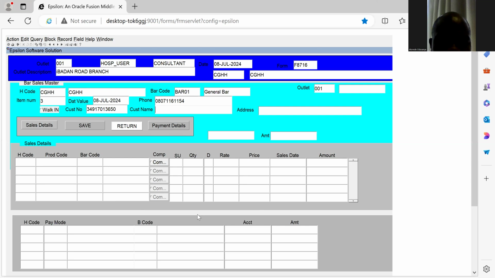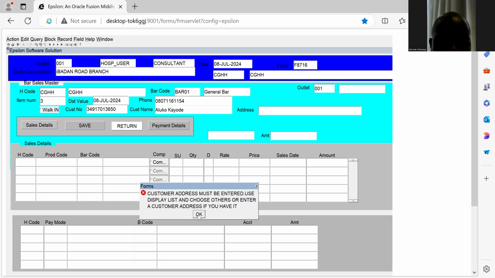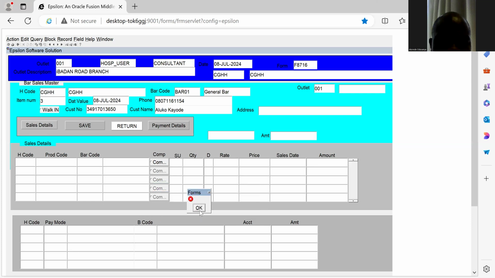And what's the name of the person? You give us his name. The address: like I said, if you don't give it, the system won't bother. So let's say it doesn't give an address, then what is it buying? The system says: customer address must be entered. Use display list to choose others or enter customer address. Okay, so that means there must be something entered. Say use others. Okay, you still allow us. That's just a prompt. Now, what is the customer buying?